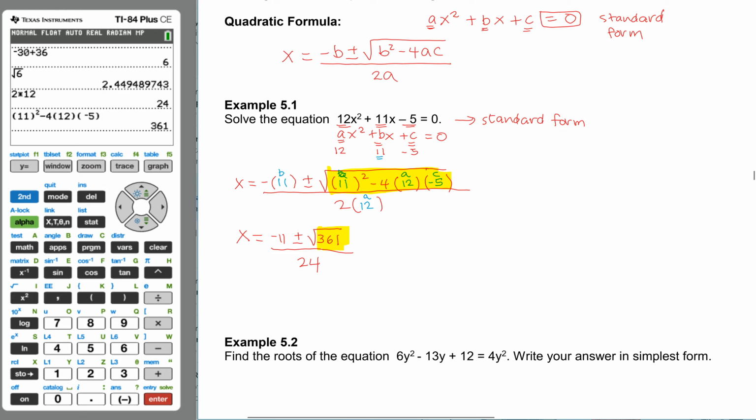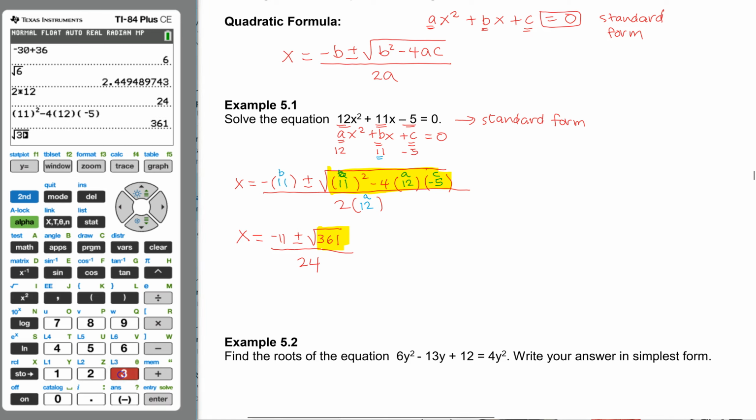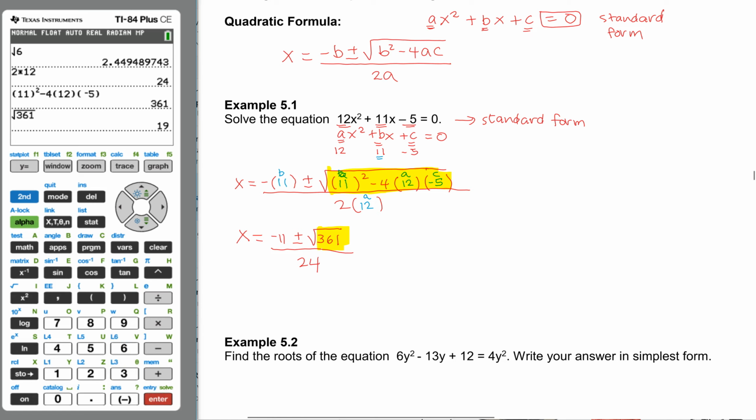Let's see if 361 has a square root. So you have second, square root of 361. Press enter. It's a perfect square, which is actually 19. So we can now write x equals negative 11 plus or minus 19, divided by 24. Here we can now split, the plus 19 and the minus 19.